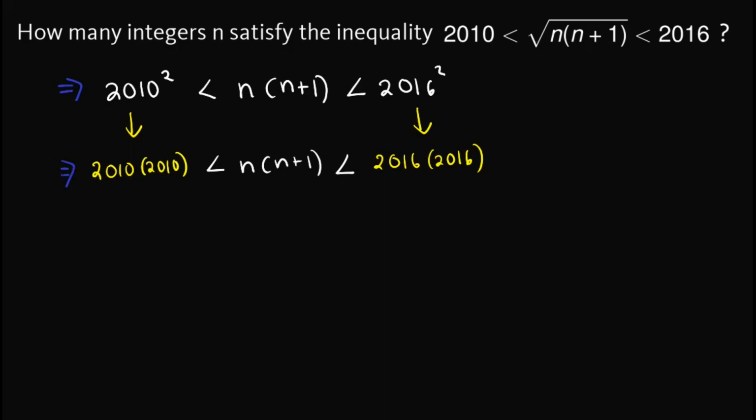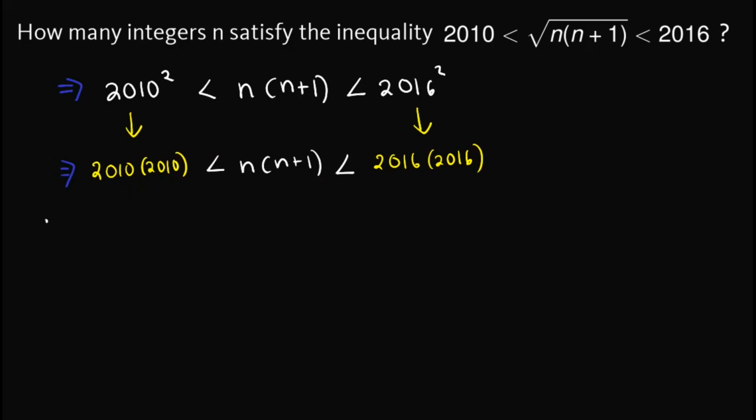The reason that we did that is because the form of this one is now similar to the one inside, since we can view this as n times n. So we can now easily obtain the values of n that would satisfy this inequality.